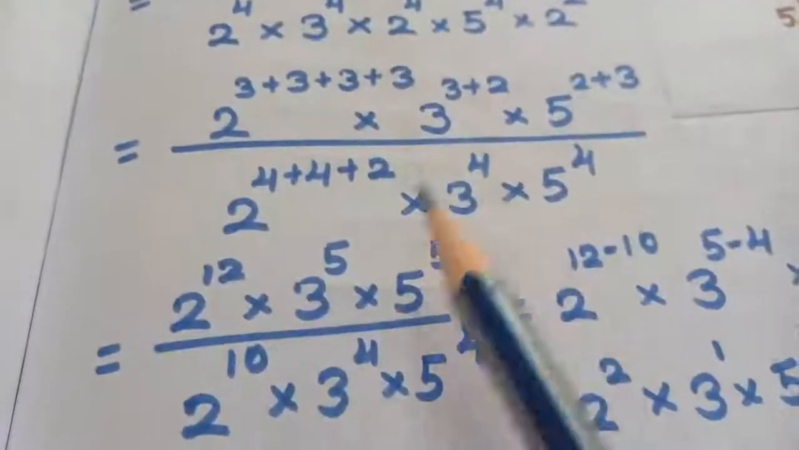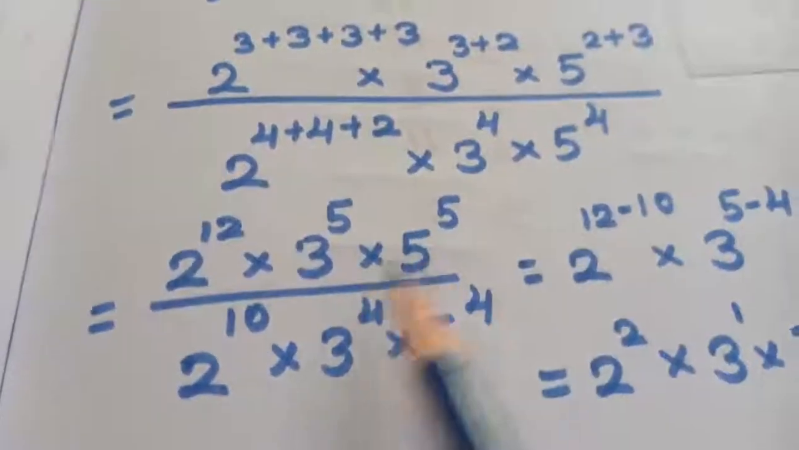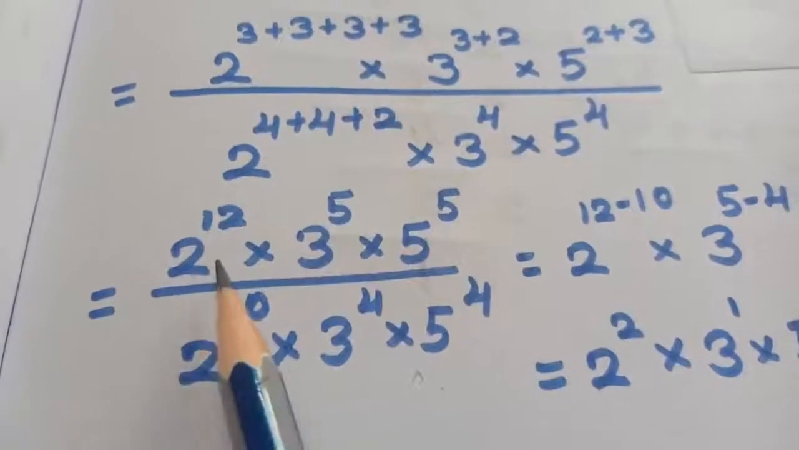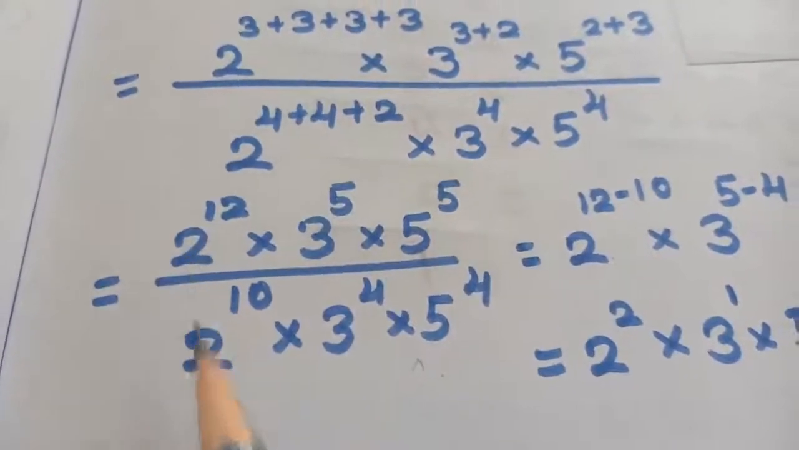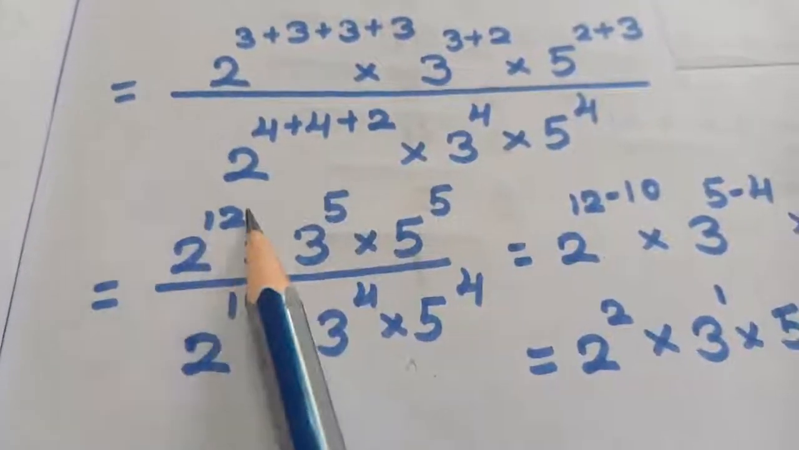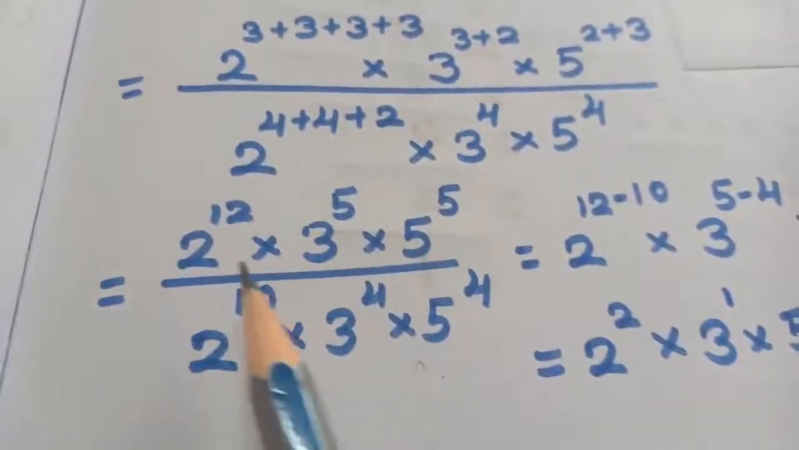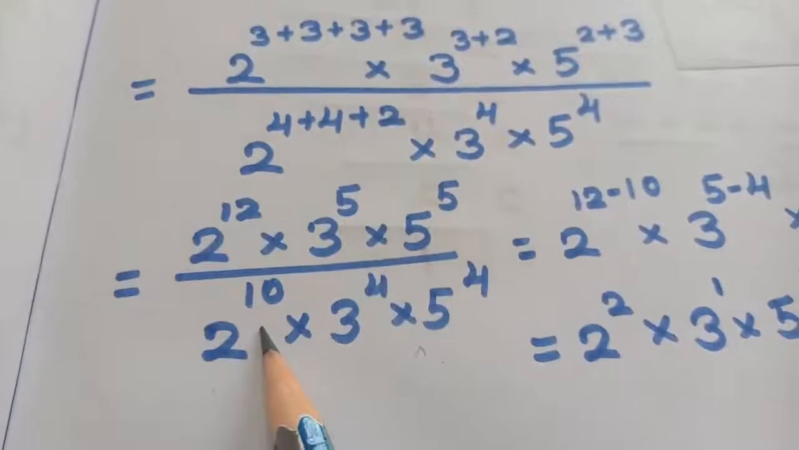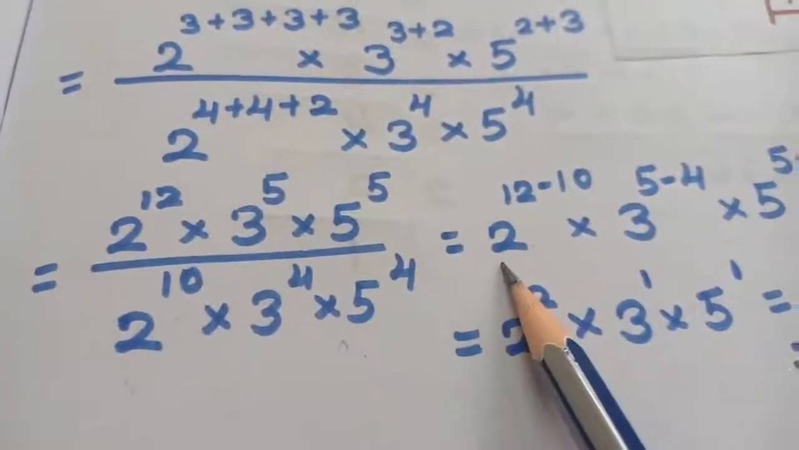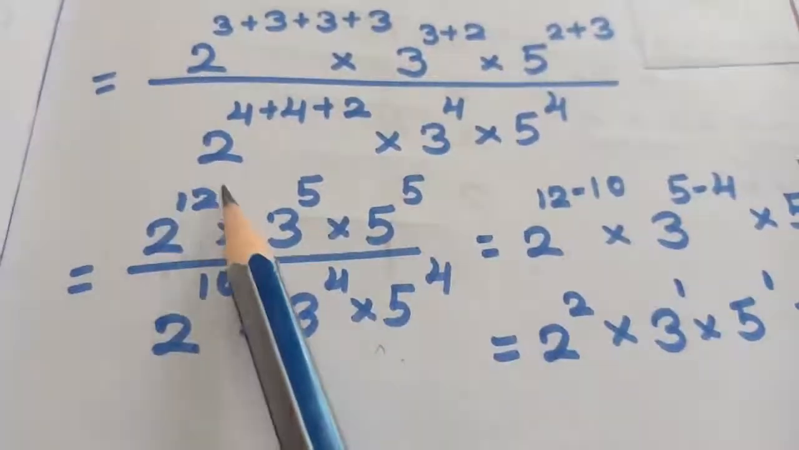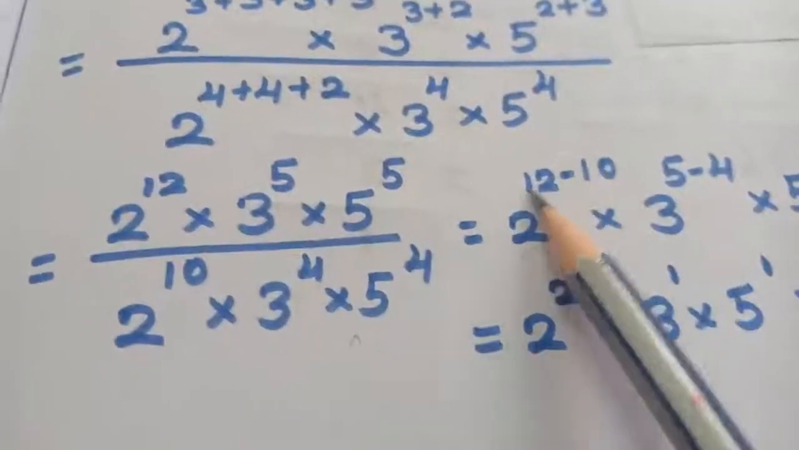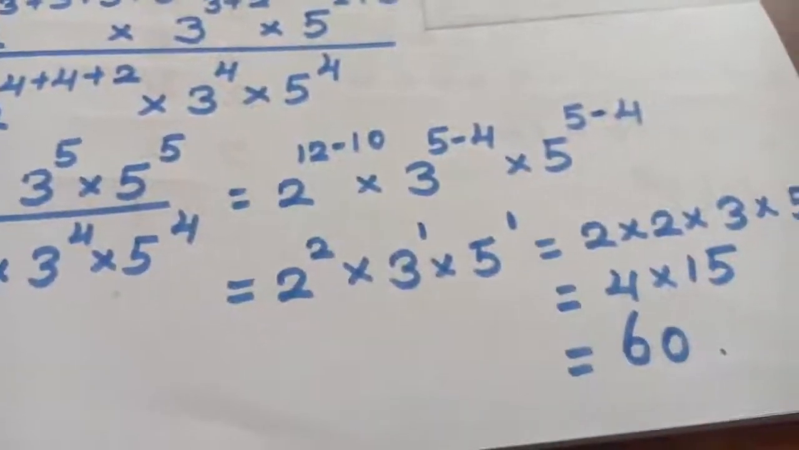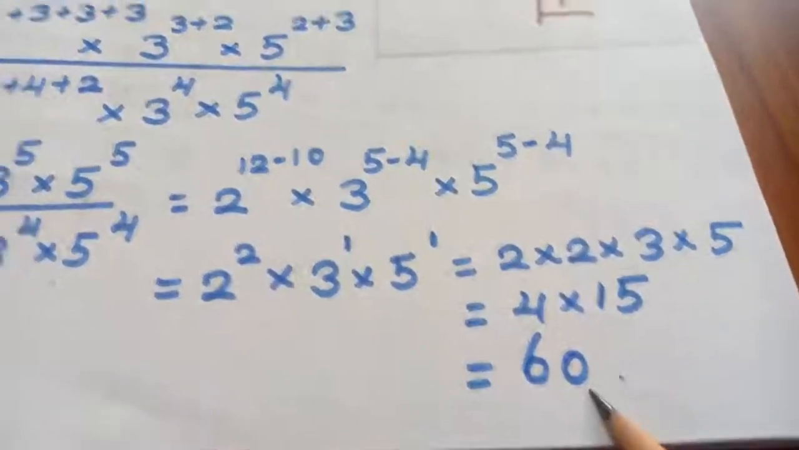First, calculate the numerator and denominator separately, and you will get the value. After getting this value, now we are going to compare the numerator and denominator. 2 to the power 12, 2 to the power 10 means it is in the form of same base, different powers, so you are going to write like this. Subtract the powers, that is 2 to the power 12 minus 10, numerator power minus denominator power. After simplifying like this, the final answer is going to be 60.